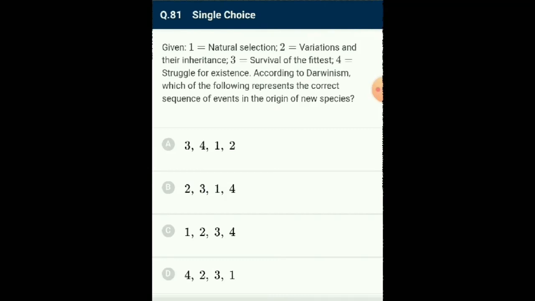Question number 81. Given: 1, natural selection; 2, variations and their inheritance; 3, survival of the fittest; 4, struggle for existence. According to Darwinism, which of the following represents the correct sequence of events in the origin of new species? So option D is the correct sequence. Struggle for existence will come first, variations and their inheritance second, survival of the fittest third, and natural selection fourth. So that is the correct sequence.